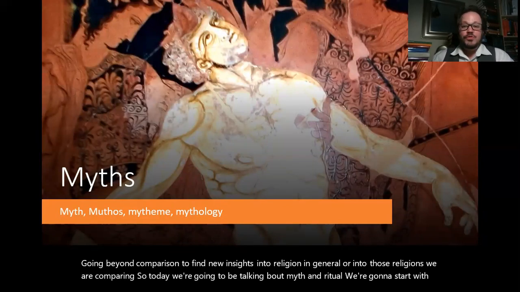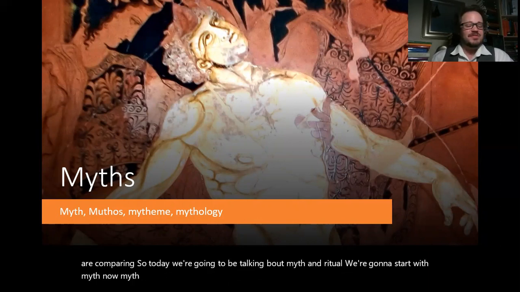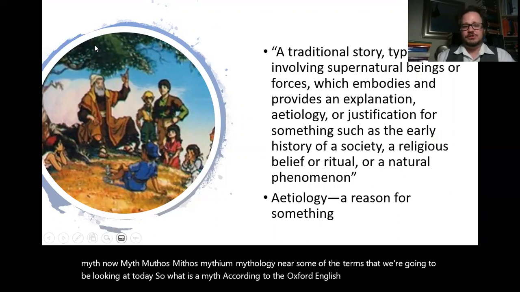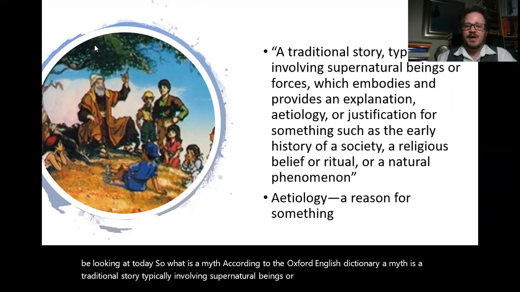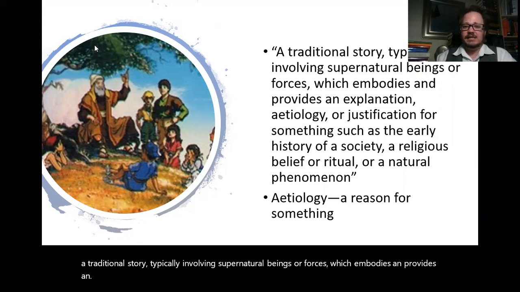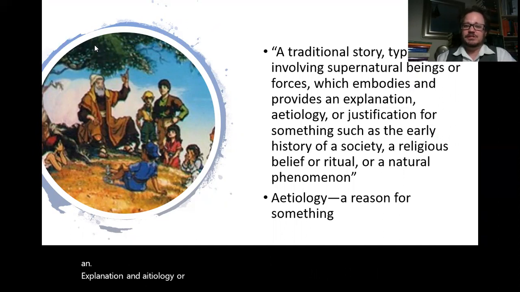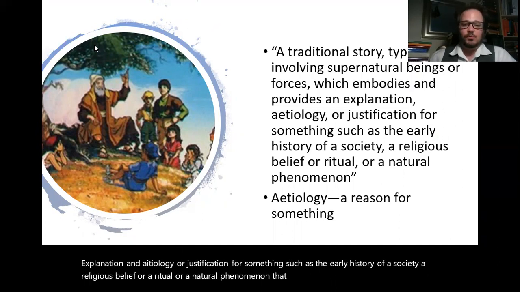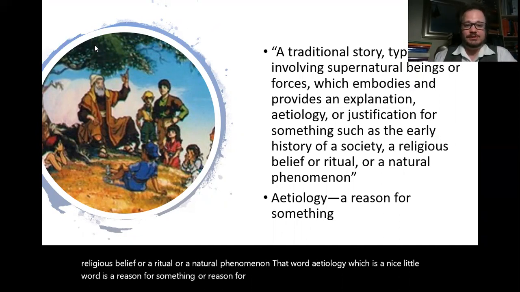Now, myth, mythos, mytheme, mythology, here are some of the terms that we're going to be looking at today. So what is a myth? Well, according to the Oxford English Dictionary, a myth is a traditional story, typically involving supernatural beings or forces, which embodies and provides an explanation, an etiology, or justification for something such as the early history of a society, a religious belief, or a ritual, or a natural phenomenon. That word etiology, which is a nice little word, is a reason for something to have occurred or to exist.